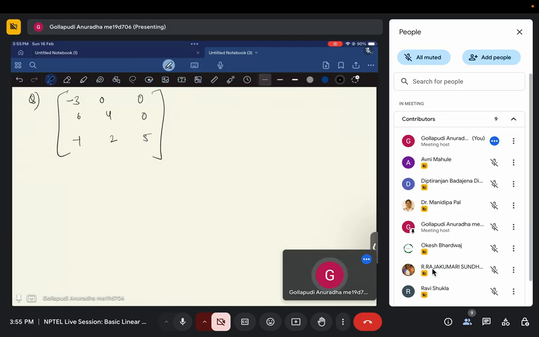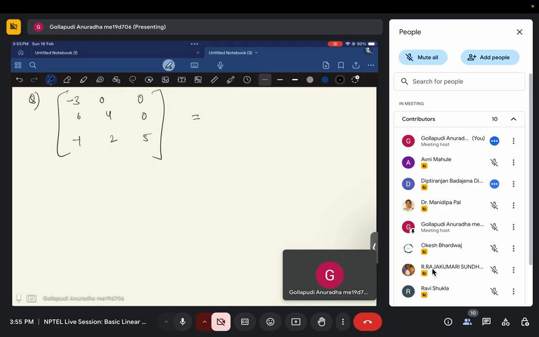What is the determinant here? First of all, what is the type of this matrix? Do you see any special type of matrix? Is this any special matrix? Lower triangular matrix. It's a lower triangular matrix. So for a lower triangular matrix, what is the determinant?